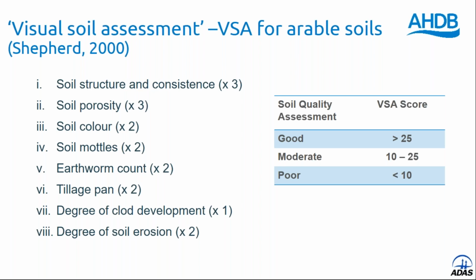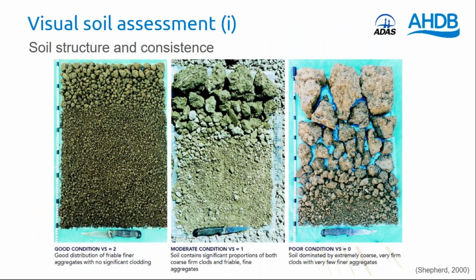So if we just click through to the next slide, it just shows the pictures. As I said, in this guide for VSA, there are 3 pictures for each category. So this is the one for soil structure and consistence. And as I say, you arrange your aggregates according to the size of them. Over on the left-hand side is a good condition compared to the poor condition. It's really obvious, and it's a really good pictorial guide.